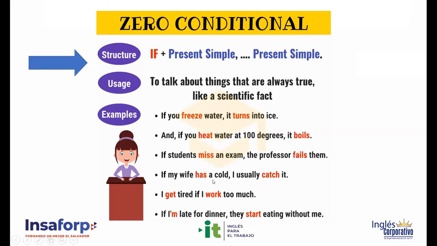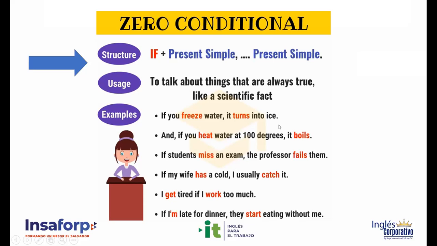If my wife has a cold, I usually catch it. I get tired if I work too much. Ah, ahora miren esta, es diferente. El if va en medio, va en la segunda oración, no al principio. Y cuando va en medio, digámoslo así, no usa una coma. I get tired, este es el resultado. Sí, trabajo mucho. Me canso. Sí, trabajo mucho. I get tired if I work too much. If I'm late for dinner, they start eating without me.